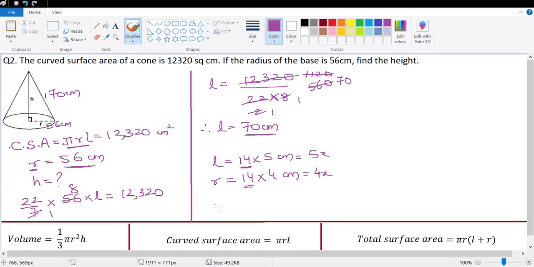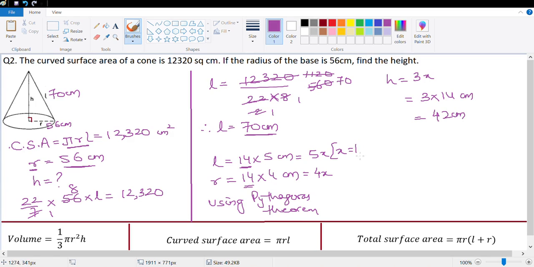So using Pythagoras theorem, I get h is equal to 3x, which means 3 into 14 centimeter is equal to 30, and that's 42 centimeter. X is 14. That's the height that they want. Therefore, height is 42 centimeter.